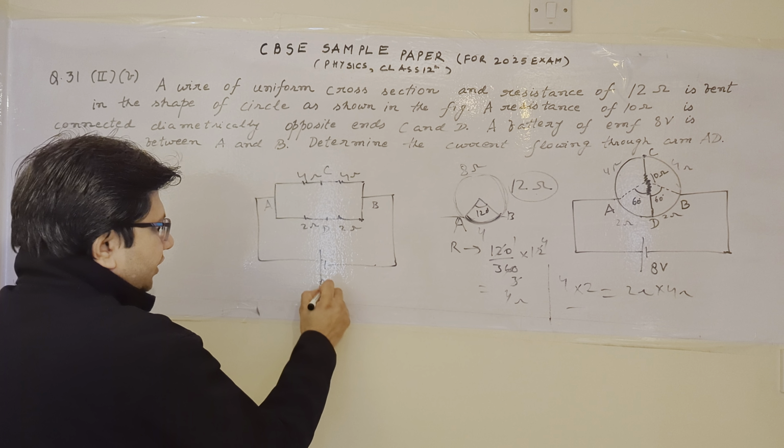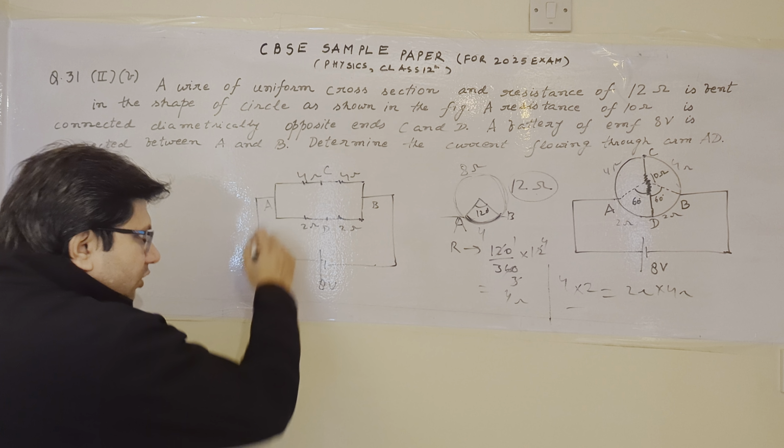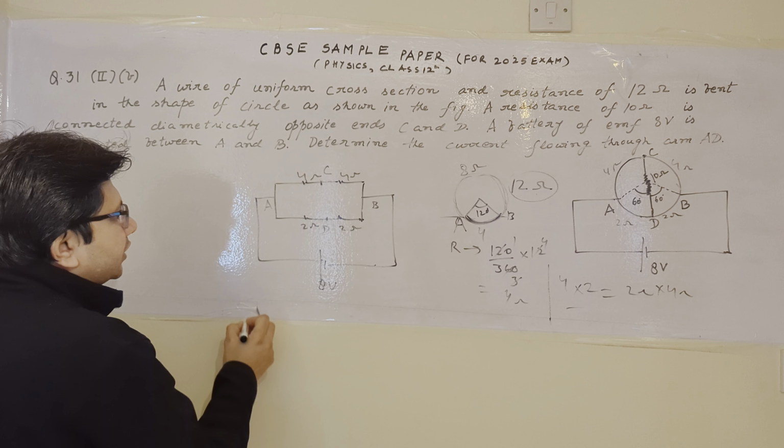Now this is the 8 volt battery supplying the current in these two parallel branches. Now we have to find out the current in AD branch. Now in the AD branch, we have to find out the current.